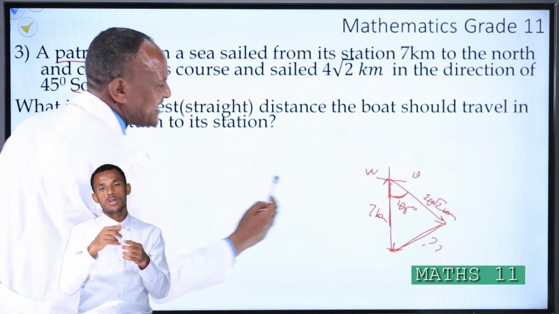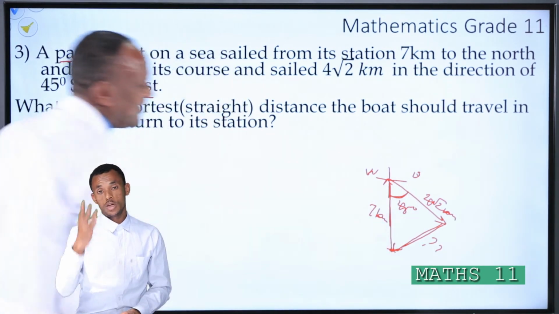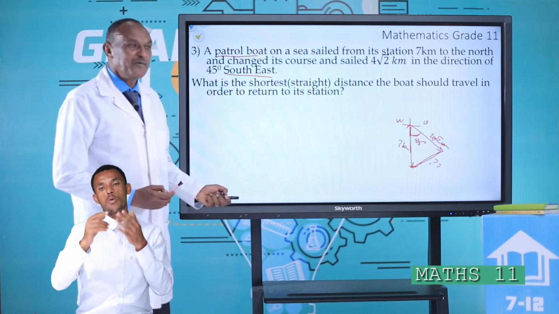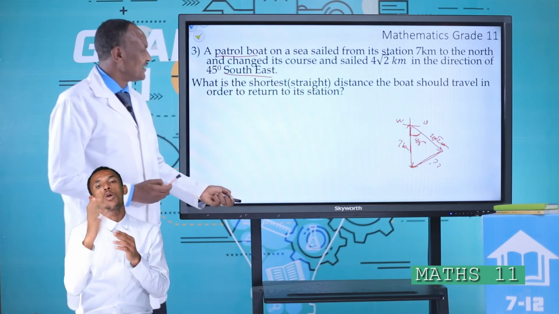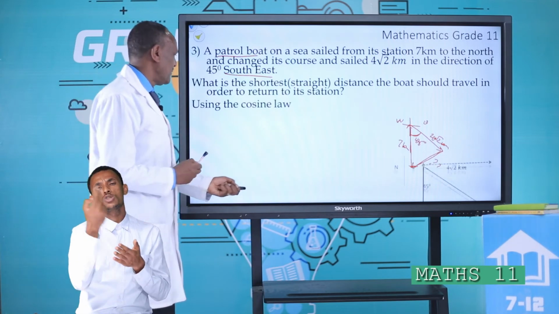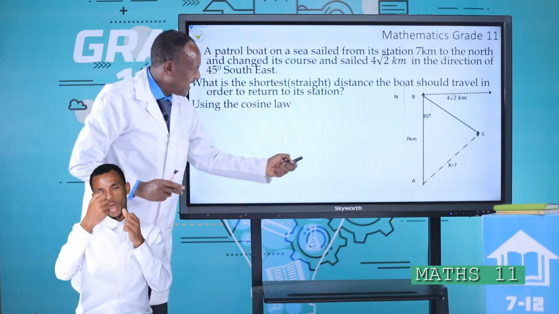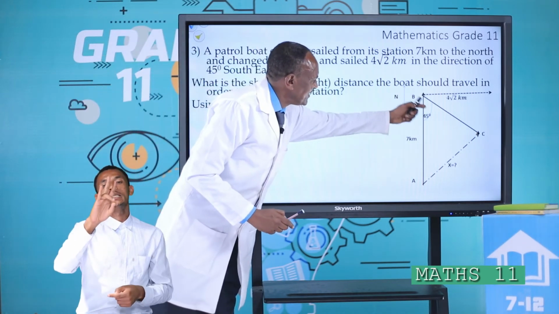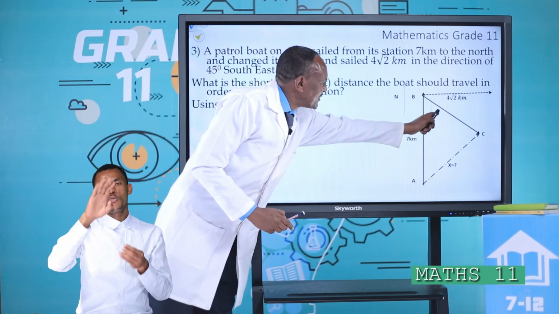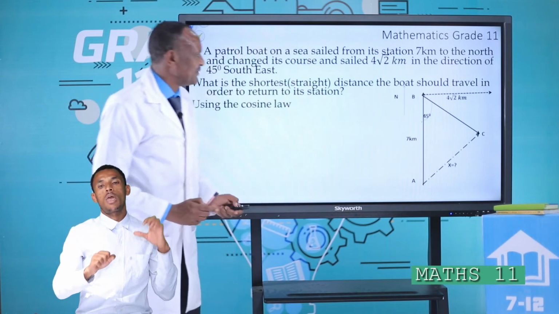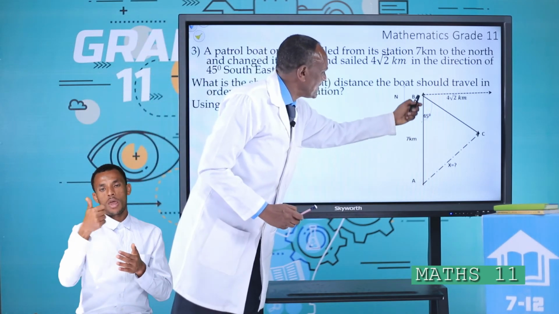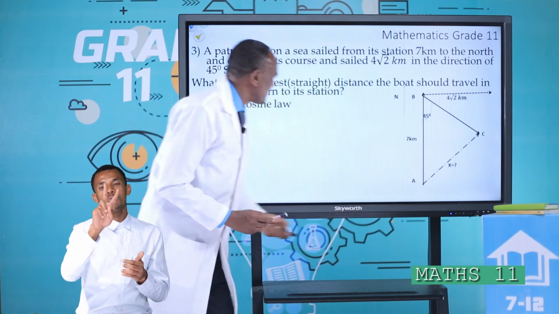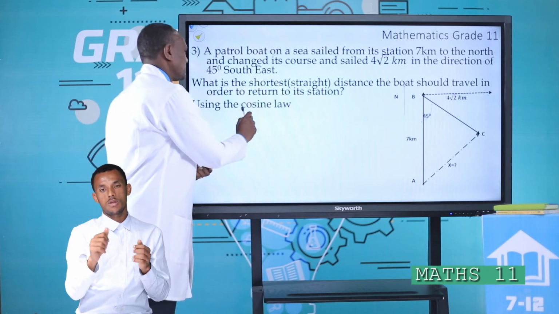So what you are looking at in this diagram, the two sides are given, and the included angle was also given. And what are you going to do? We have to apply the cosine law for this one. Using the cosine law, we can figure it out. It is going 7 kilometers. We have also 45 degrees to southeast. It arrives at point C. So AB is 7 kilometers. BC is equal to 4√2 kilometers. Then what is x that you are asked? You have to apply the cosine law.